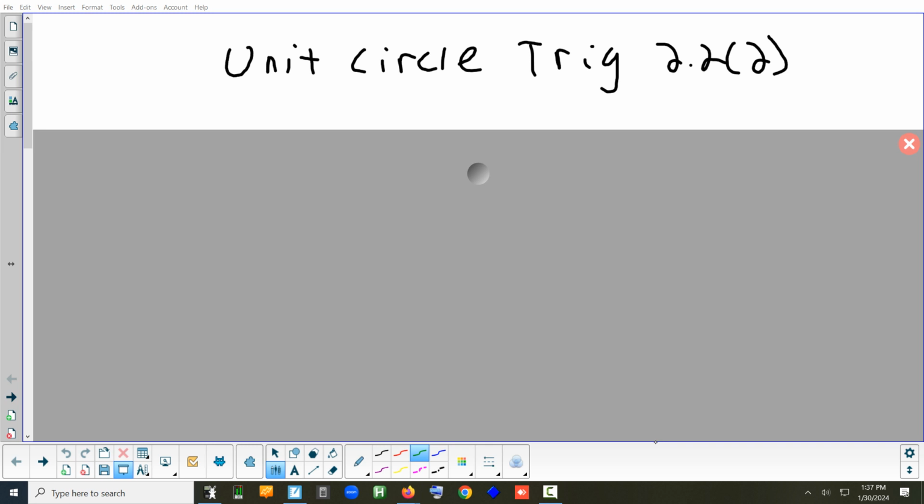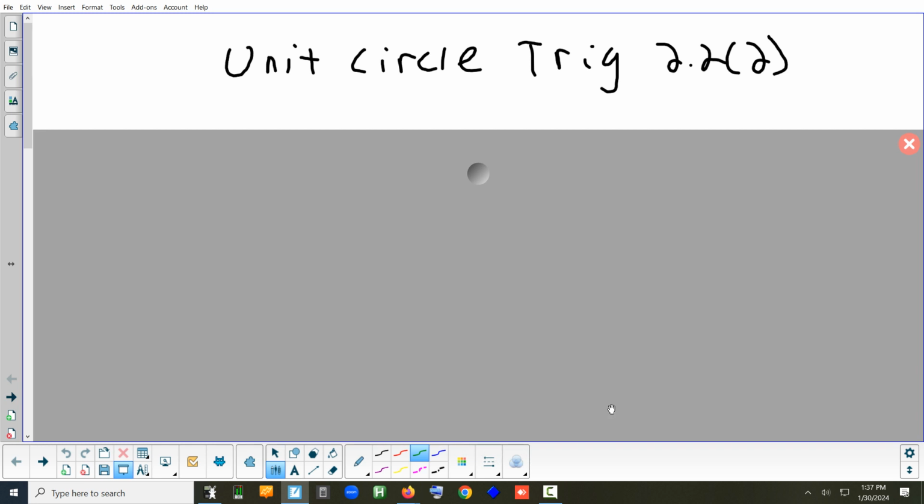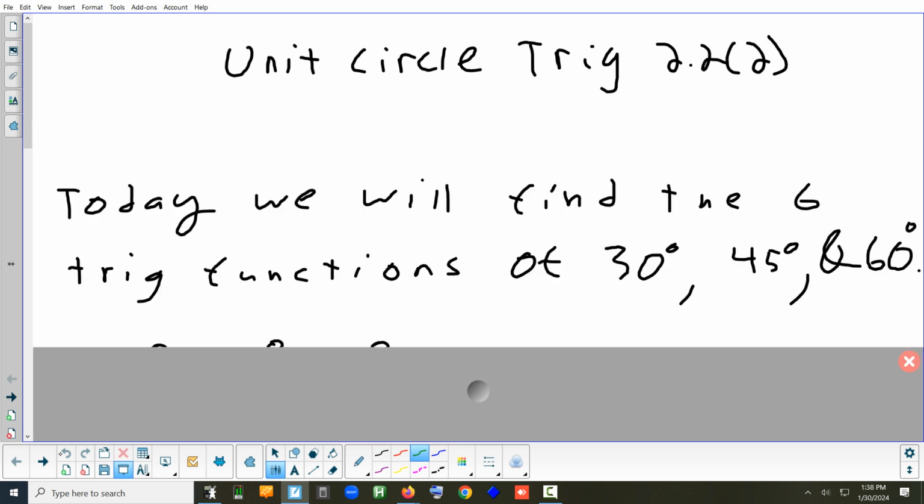All right, so today we're going to take a look at 2.2 part 2. Yesterday we looked at finding the 6 trig functions. We learned the definitions. The definitions are exactly the same today. And sometimes you had to find the coordinate if it landed on an axis: 0, 90, 180, or 270.